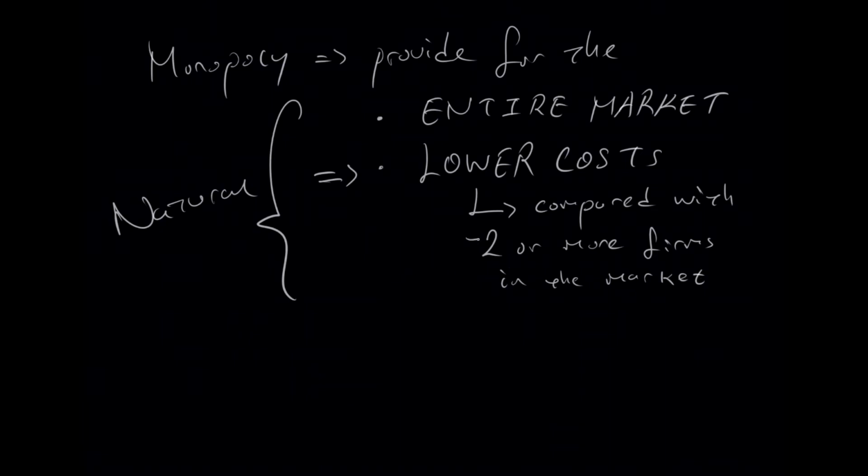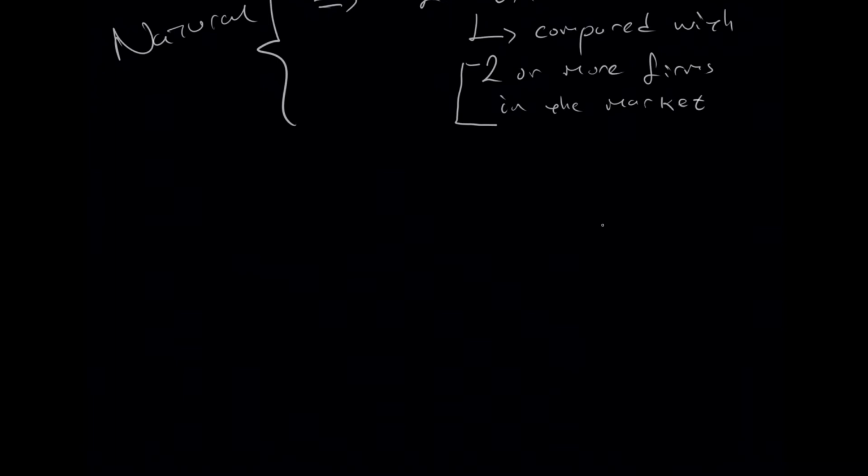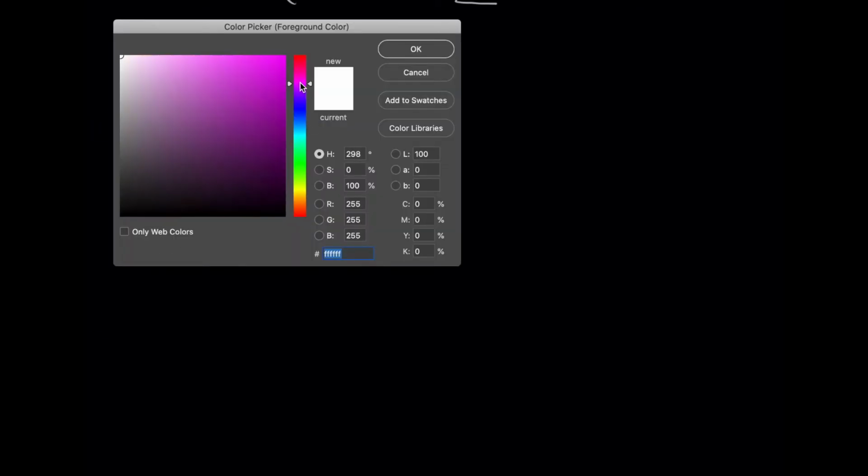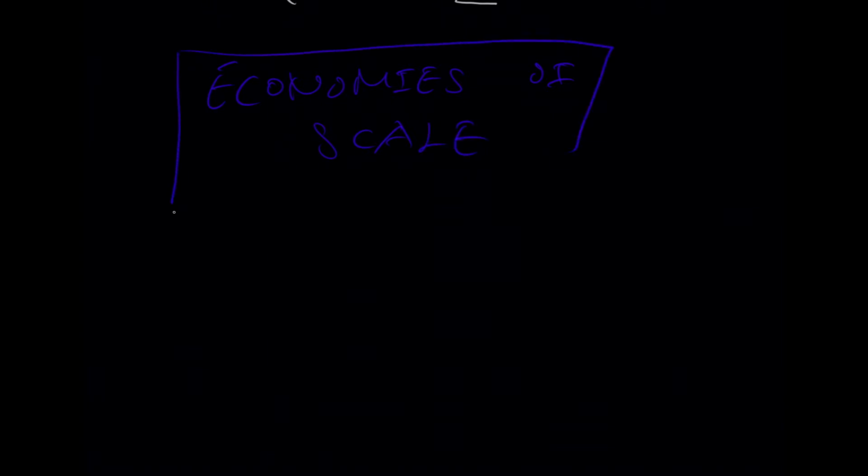All right, and that's a key point, really: an entire market and lower costs. Now let's go on to explain why a natural monopoly can sustain its output. The main reason for natural monopolies' existence is economies of scale. And I feel like this should be pretty obvious to you all.